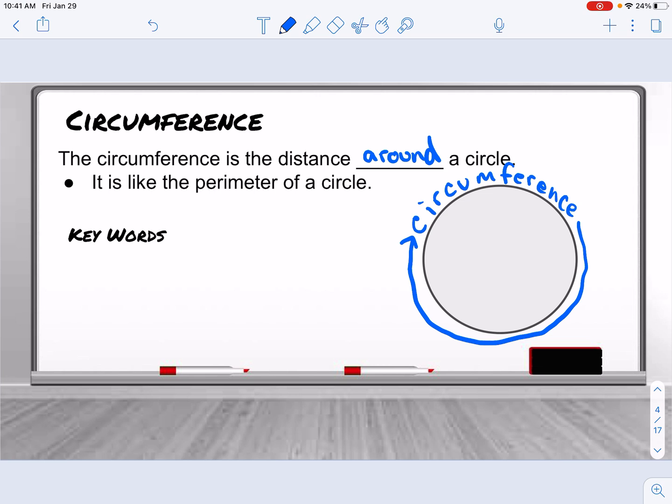Okay, so some key words in word problems, if we're trying to find the circumference, would be if you're trying to find the distance around, or if you're trying to find a revolution. Remember, a revolution is one time around, or a rotation. So if you're on a Ferris wheel and you want to find out how far you will travel in 3 rotations, you want to find out how far it will be for you to go 3 times around a circle. So we want to look for those keywords to tell us to find the circumference.